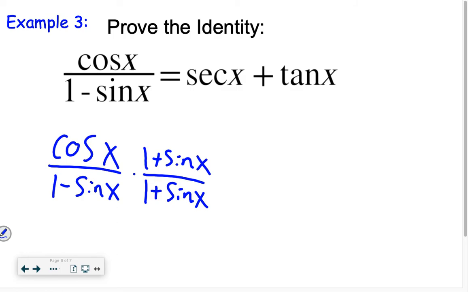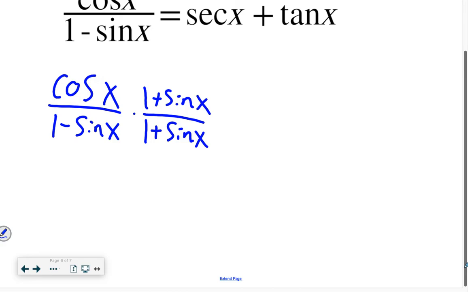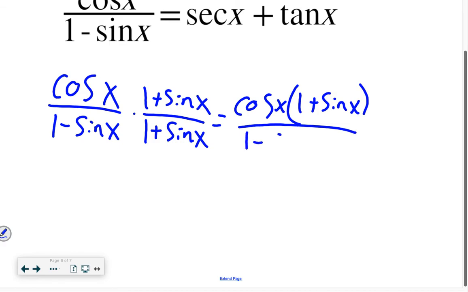Okay? And so you get cosine of x, and then I'm going to leave this as a product, cosine of x times 1 plus sine of x. And if you multiply out 1 minus sine of x and 1 plus sine of x, you'll get 1 minus sine squared of x, right? Okay. Can we use any identities here?